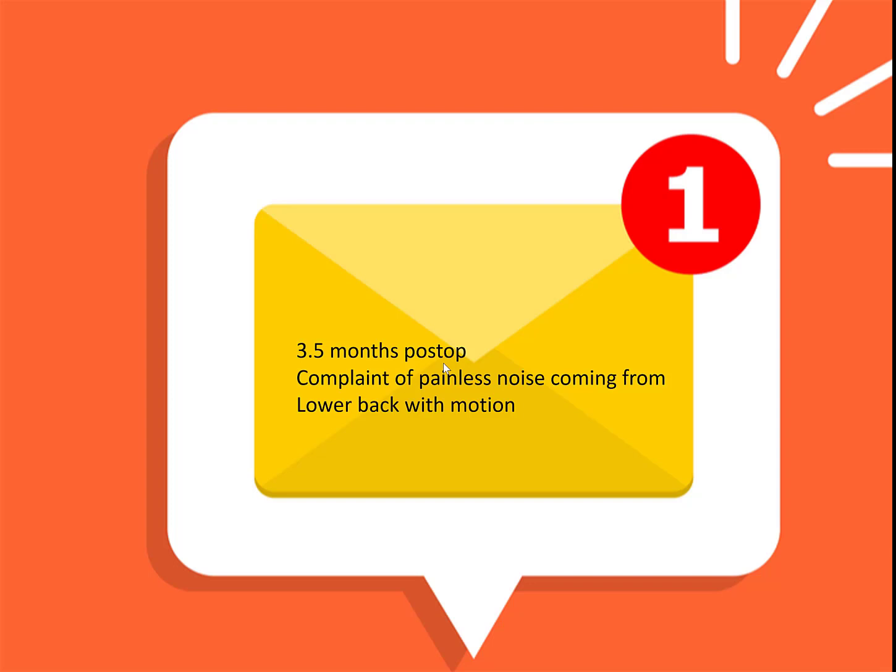And then at 3.5 months post-op, I had a phone call that he says he feels a noise coming from his back. So what would you do if somebody says that they hear a noise? Is you're crazy or ignore it? No, you get an X-ray. Yeah. So you tell them to come in and get an X-ray, right?